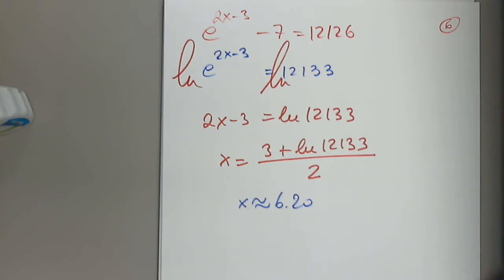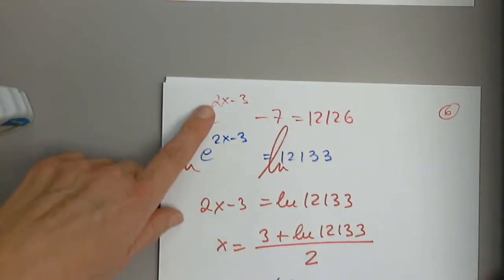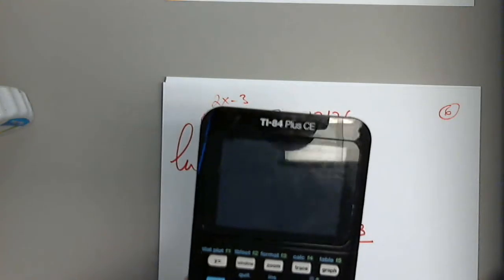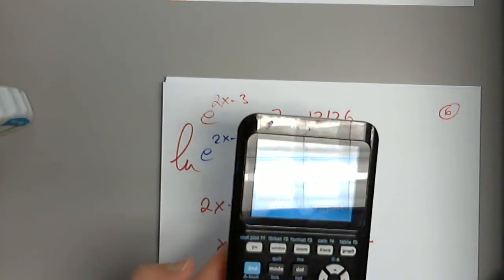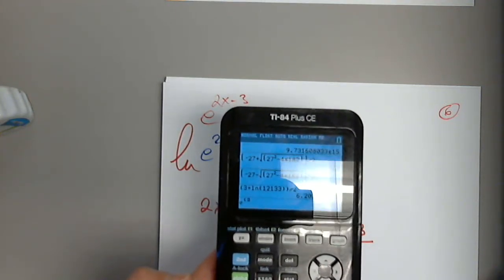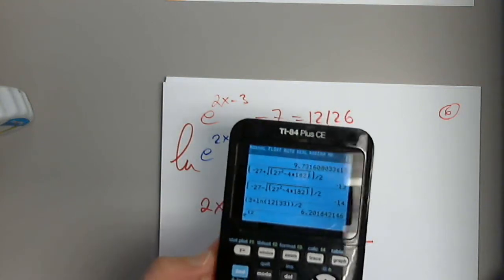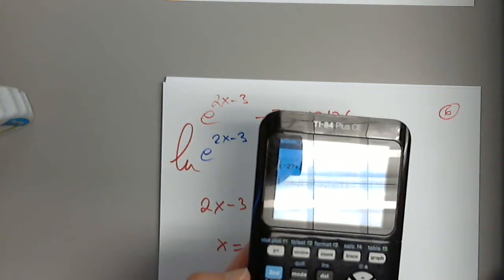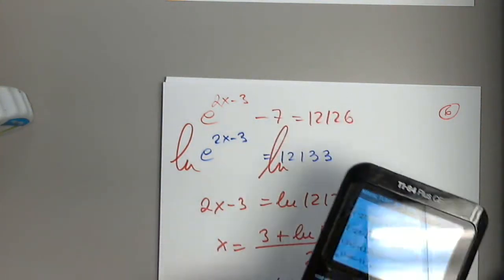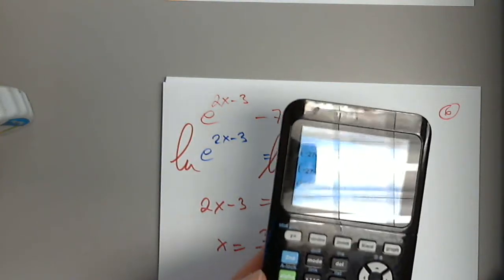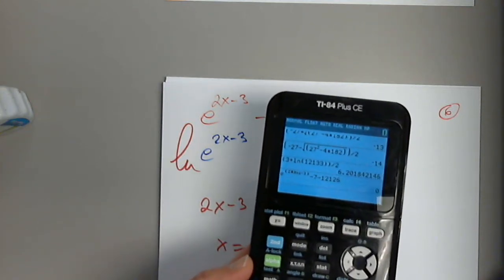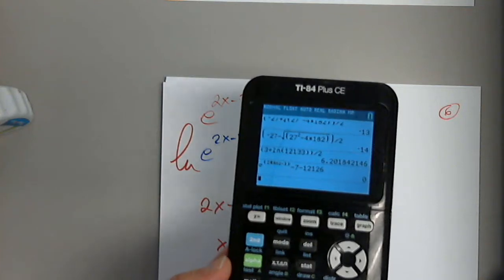So now you can always go back and check. How would you check this number? You're going to plug it in here. So if you want to check, here's what I would do. I will write e, this e. You know me, I would put parentheses around the power. 2 times the previous answer, the whole answer, minus 3, close the parenthesis, come down from the power, minus 7, and minus 12126. When I hit enter, what should I get? 0. Of course. And I do get 0.